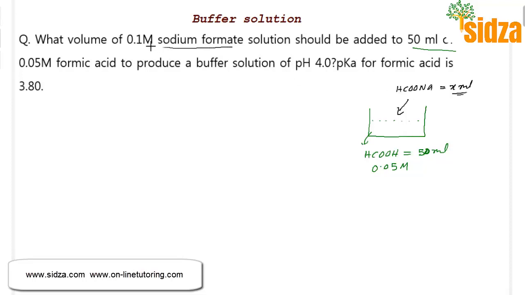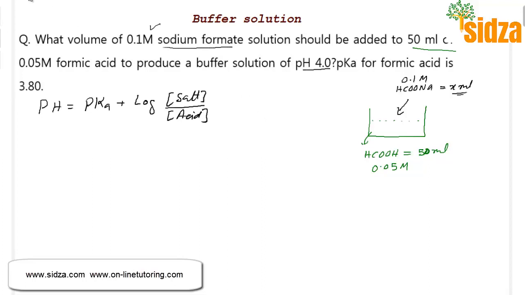And what is the concentration? The sodium formate concentration is 0.1 molar. So the question is, we have to find out the volume, right? How many mLs of this one we have to mix here so that you get a buffer solution of pH 4. So we know that the pH as per the Henderson equation is actually the pKa value plus the log of the concentration of the salt divided by the concentration of the acid.